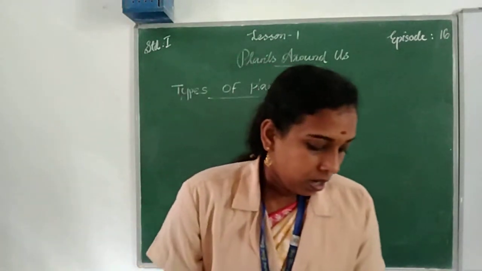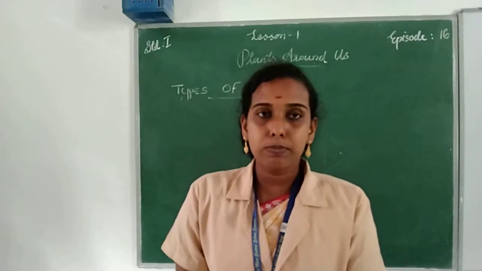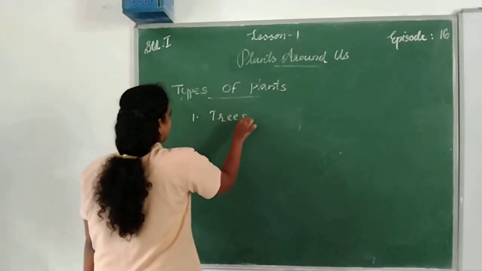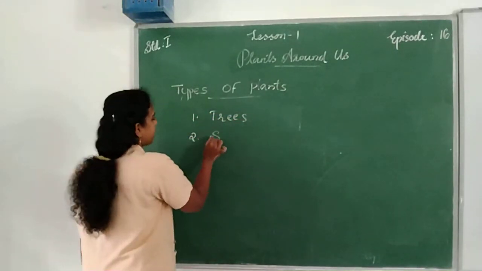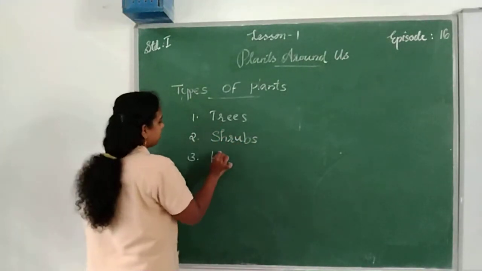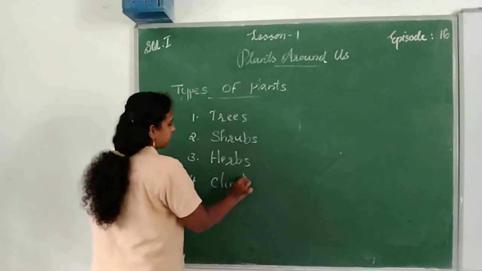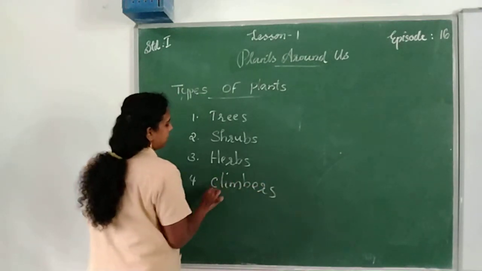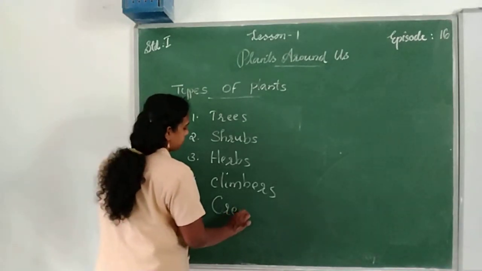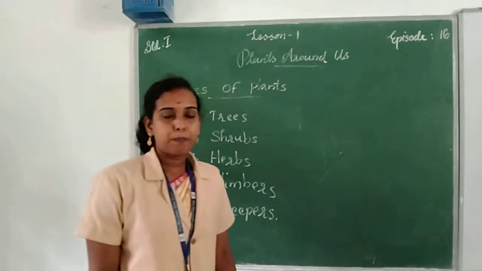So today we learned about different types of plants. There are 5 types of plants. Which are the 5 types of plants? Trees, then shrubs, S-H-R-U-B-S, shrubs, and the third one is herbs, then climbers, C-L-I-M-B-E-R-S, climbers, and the fifth one is creepers. So these are the 5 types of plants.